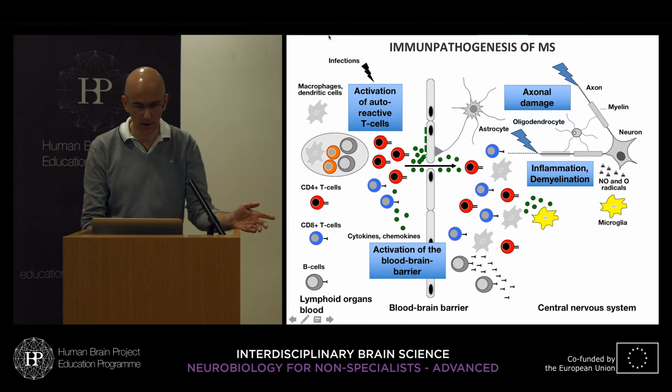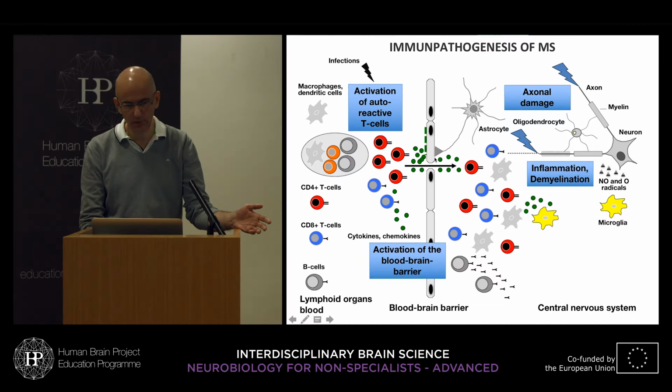And this is a very, very gross and simplified scheme of how we think that the immune pathogenesis of MS happens. You have a peripheral infection which leads to the activation of autoreactive T cells. These autoreactive T cells can then pass through the activated blood-brain barrier and within the central nervous system lead to inflammation and demyelination by activation of microglial cells, of macrophages, also of B cells, then to demyelination and axonal damage.